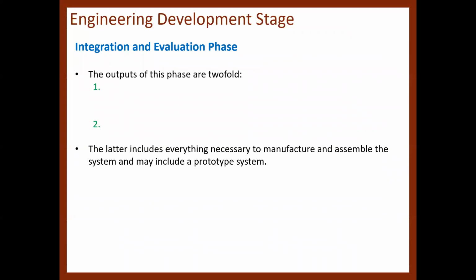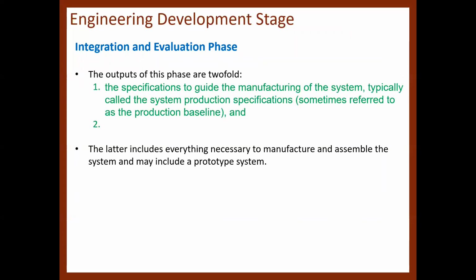In the integration and evaluation phase, the output of this phase is twofold: the specification to guide the manufacturing of the system, typically called the system production specifications, and the production system itself. The latter includes everything necessary to manufacture and assemble the system and may include a prototype system.